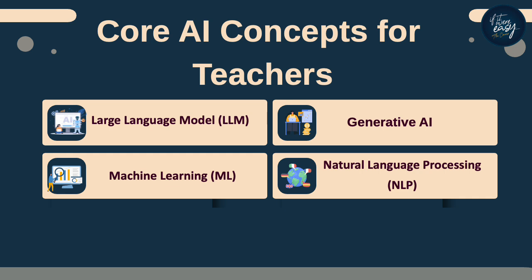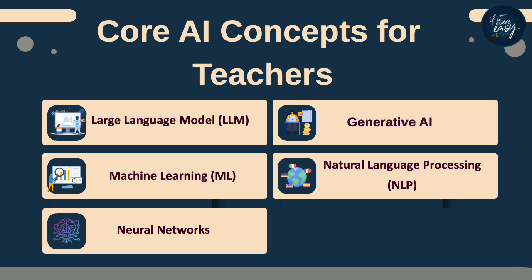NLP, or natural language processing, is AI that understands and generates human language. For example, chatbots or virtual assistants like ChatGPT or Grammarly help students to refine writing, summarize texts, practice conversations. And good examples of this are things like Google Translate, Microsoft Translator, which support multilingual learners by converting lessons into their preferred language.